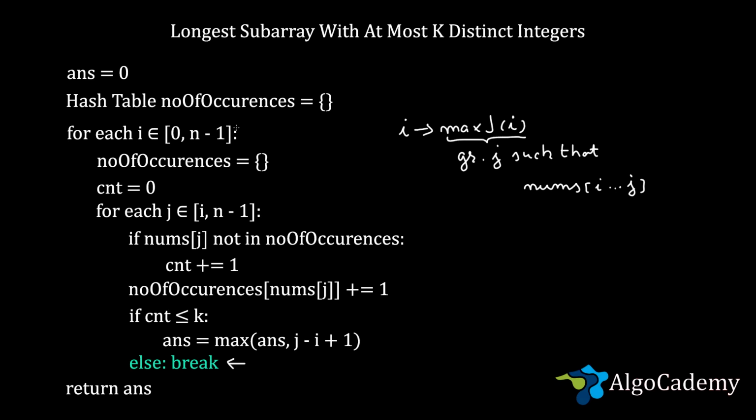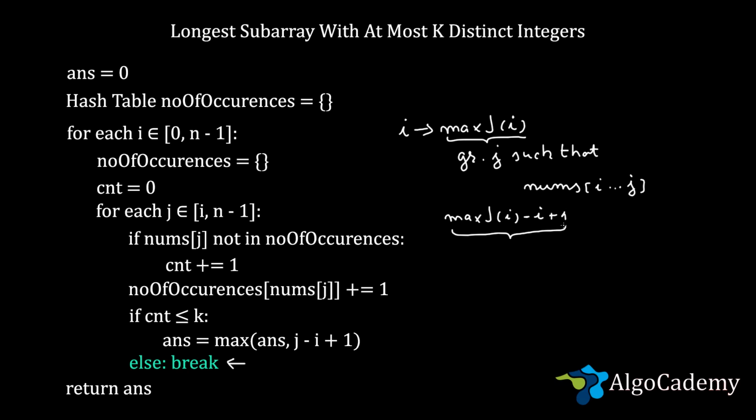What we do is that for each value of i, we first compute the value of max j of i, and then of course we know the longest valid subarray that starts there on position i, and we are going to update the answer with max j of i minus i plus 1 if this is greater than the current value of the answer.